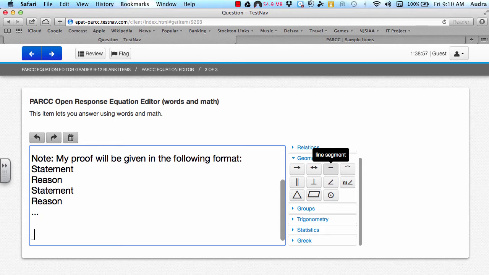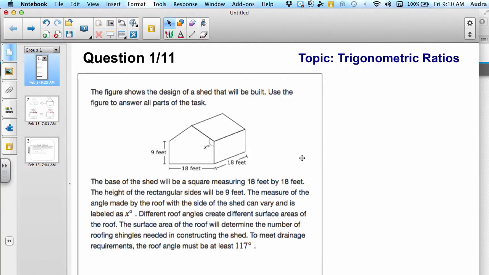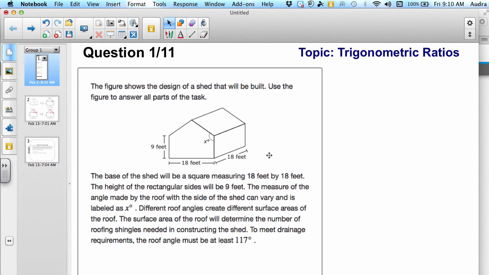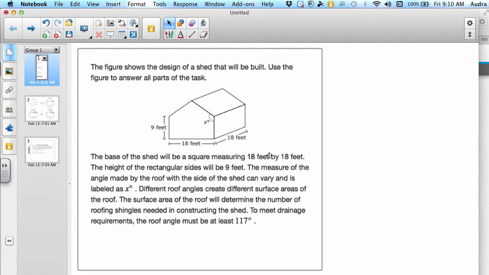The final topic that I will be discussing in geometry is solving word problems. As you solve them, you need to use your scrap paper to draw and label pictures. Then as you solve each problem or each step of the problem, you should try to explain what you did to your drawing for the PARCC graders. So for example, one of the sample open-ended questions in trigonometric ratios is this question here. The figure shows the design of a shed that will be built. Use the figure to answer the parts of the task. And it just gives you the dimensions and everything in the picture.